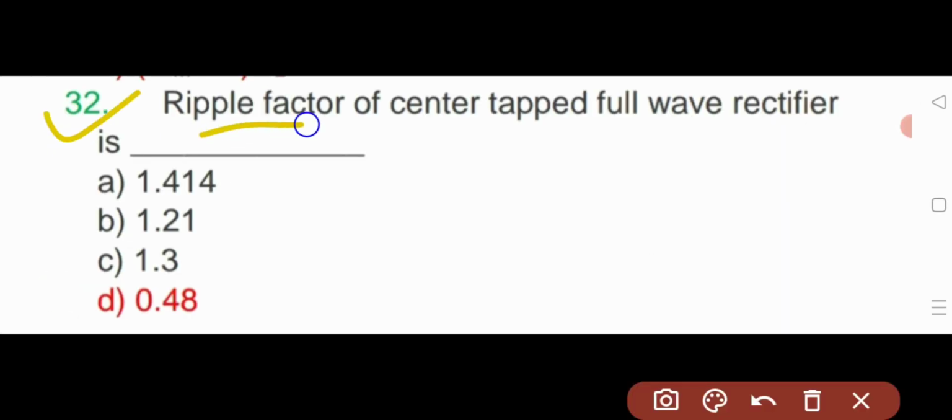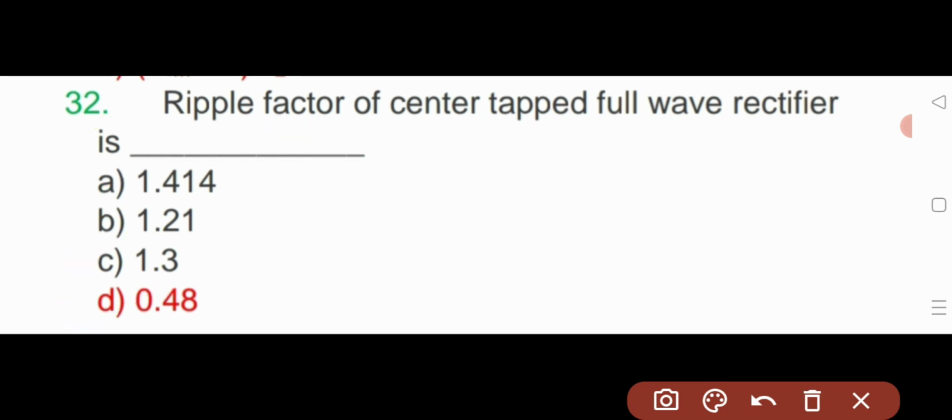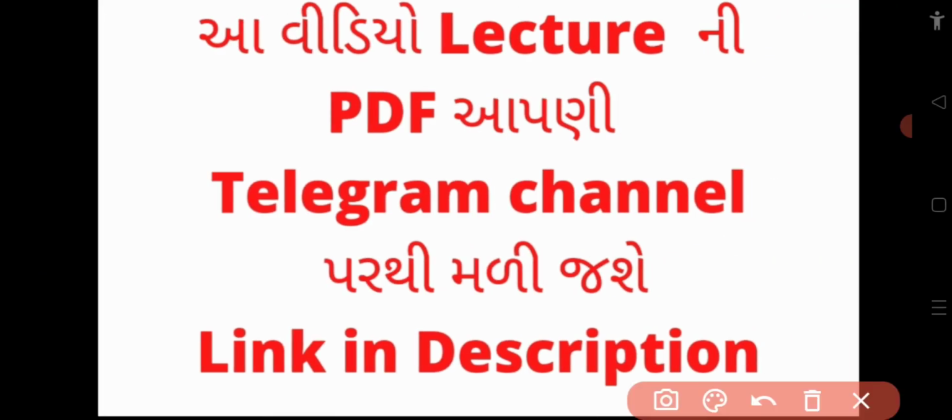Ripple factor of center tap full wave rectifier is option A 1.414, option B 1.21, option C 1.3, option D 0.48. Then the answer is 0.48. Now the questions are over.